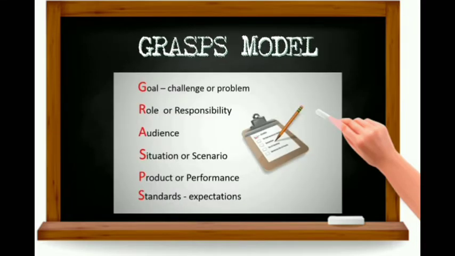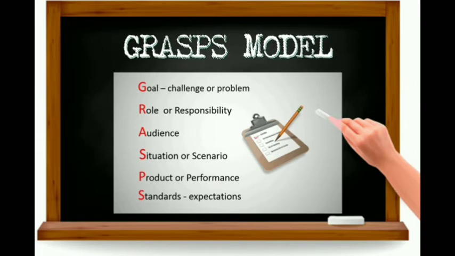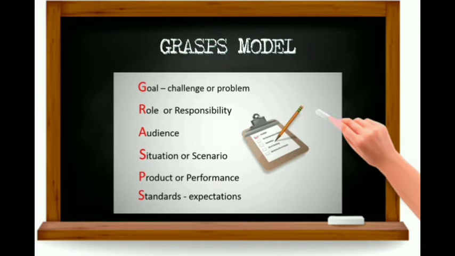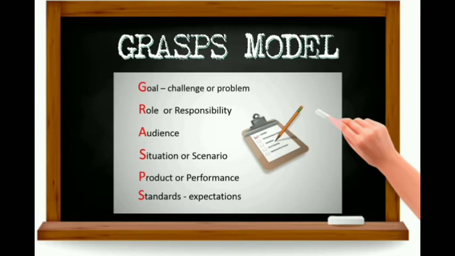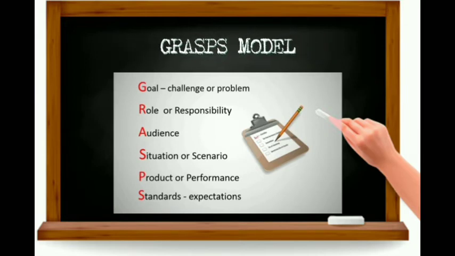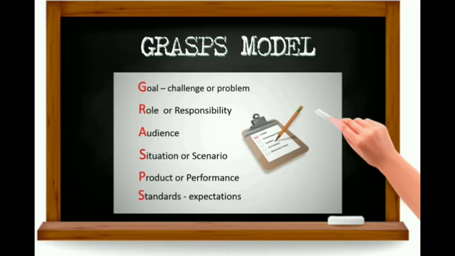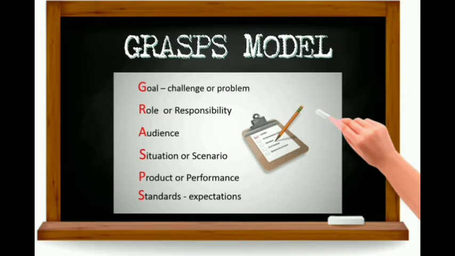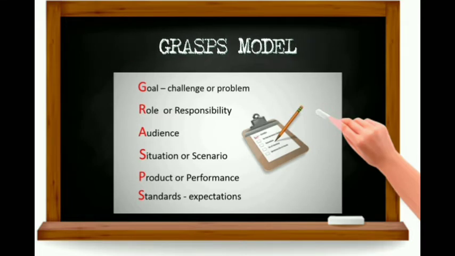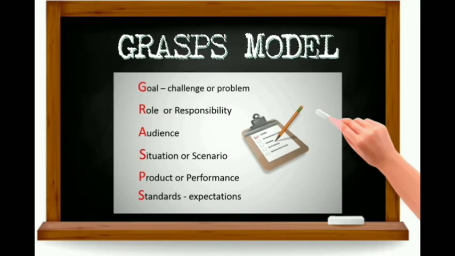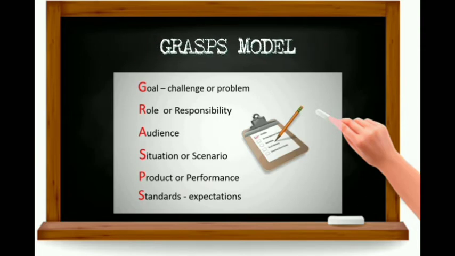Role explains who students are in the scenario and what they are being asked to do. Audience: who the students are solving the problem for, who they need to convince of the validity and success of their solution to the problem. Remember, the audience is not limited to the instructor. Situation provides the context of the situation and any additional factors that could impede the resolution of the problem.